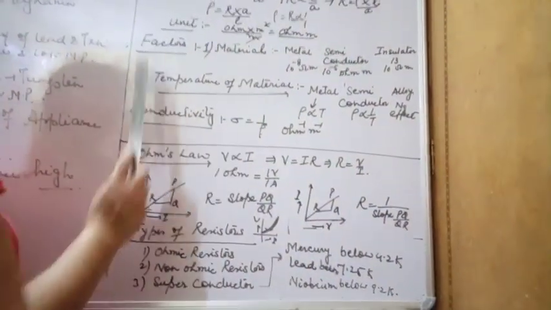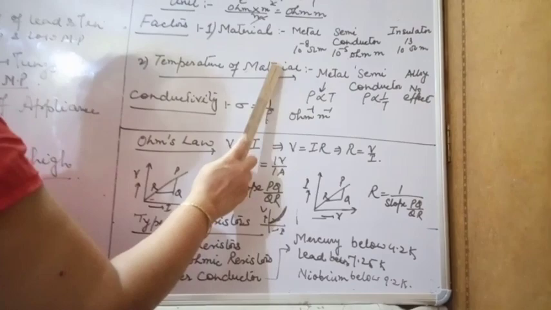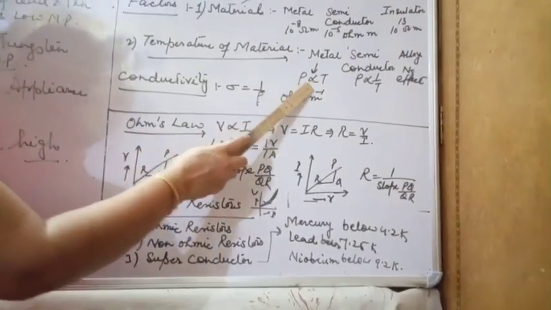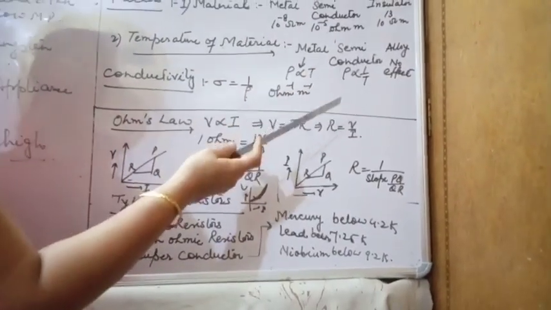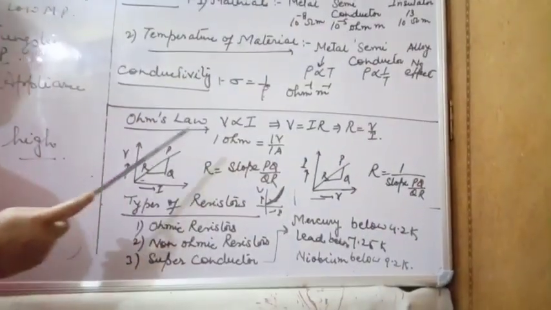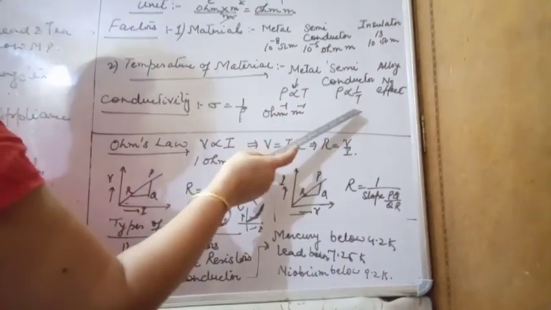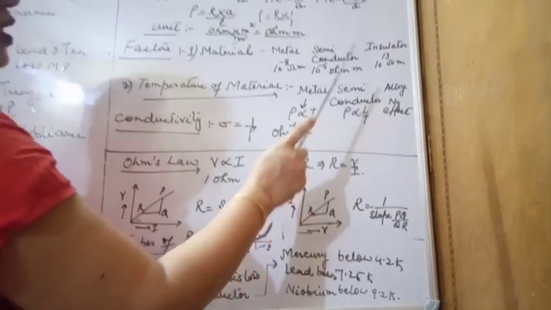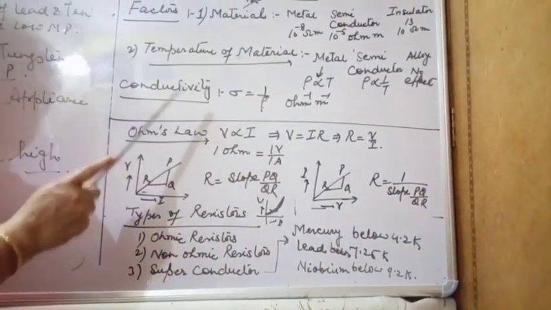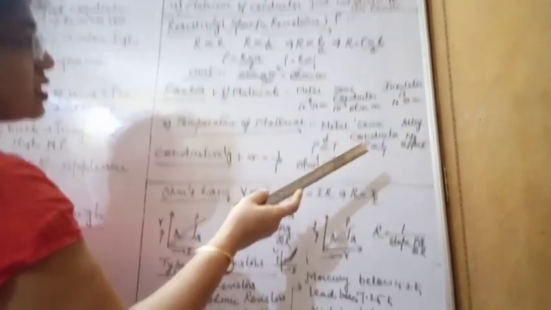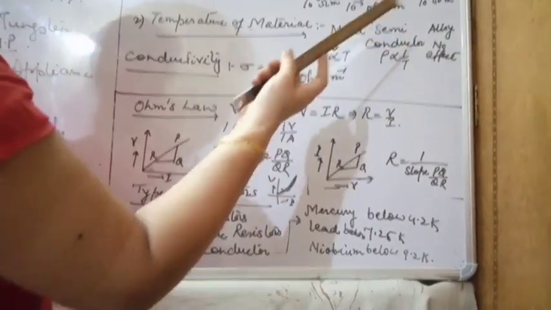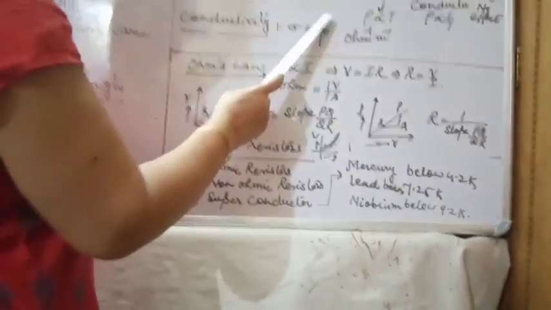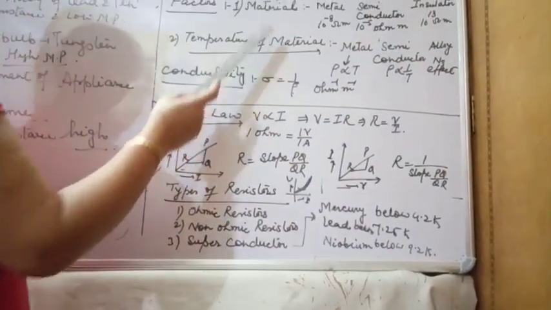Next is temperature of the material. Again I will categorize the material in 3 categories: metal, semiconductor and alloy. As concerned to metal, resistivity is directly proportional to temperature, meaning if temperature increases, resistivity will also increase. Semiconductor is inversely proportional: temperature increases, resistivity decreases. Alloy, no effect. Sometimes a question is asked, name an element whose resistivity does not change by increasing the temperature. So you can mention any alloy: constantan or manganin. Conductivity, sigma symbol. The reciprocal of resistivity is called conductivity.